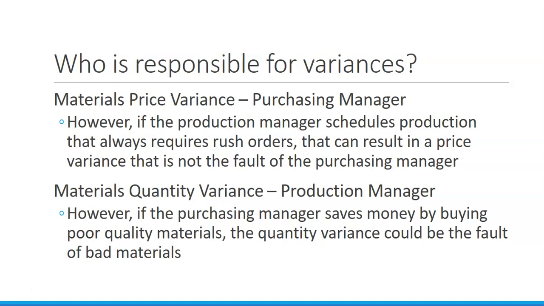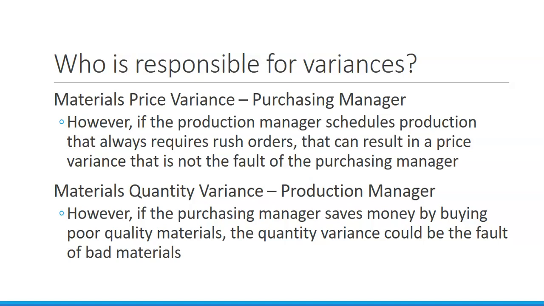So who's responsible for price variances and quantity variances? Well, usually for a price variance, it is the purchasing manager who is responsible for controlling our prices. However, the production manager can result in variances that aren't the fault of the purchasing manager. So if I'm the production manager and I don't get information to the purchasing manager in time about the materials that I need, the purchasing manager can't shop for the best price.